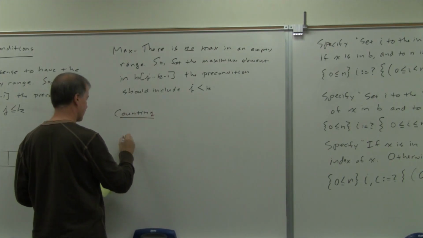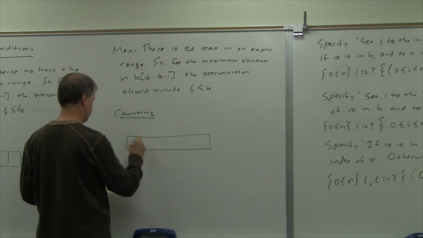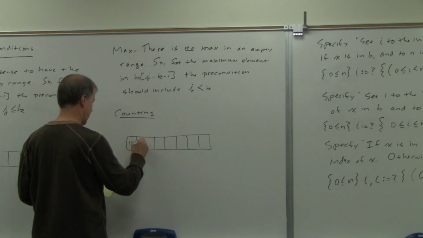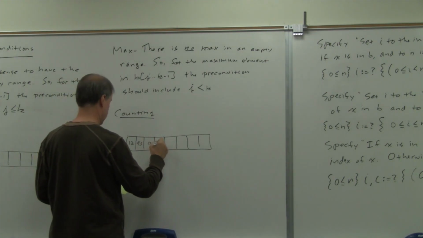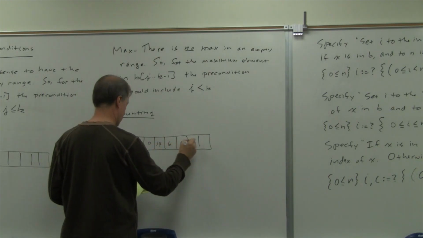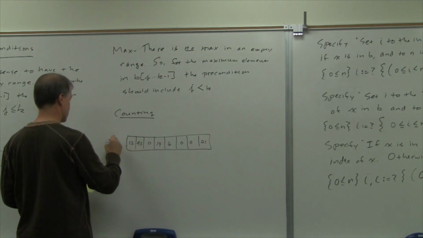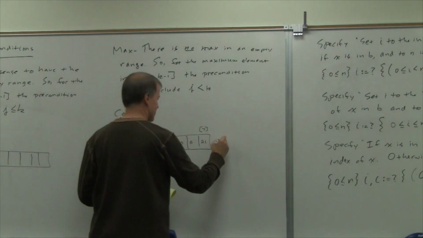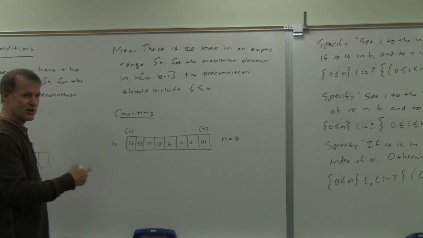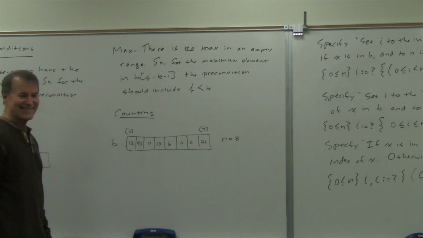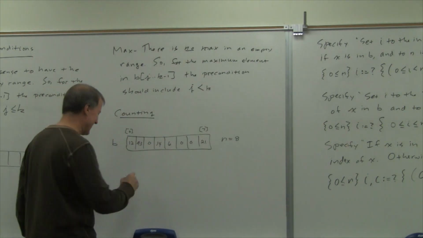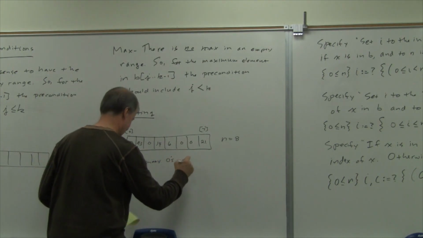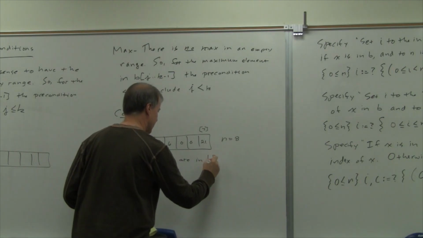Now, suppose this is our B array. And the numbers in here are like 12, 93, 0, 14, 6, 0, 0, 21. All right? And so here's our B array, and this is sub 0, and this is sub 7. Okay? And here n equals 8. The question is, how many zeros are in here? 3. Right. How did you know that? How many zeros are in B 0 dot dot 7?